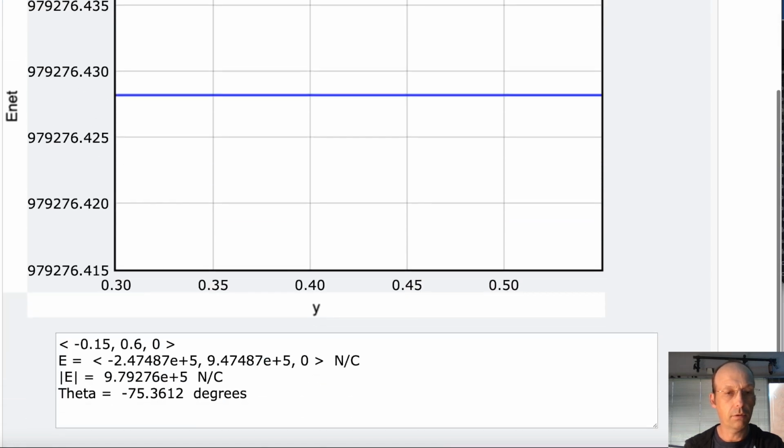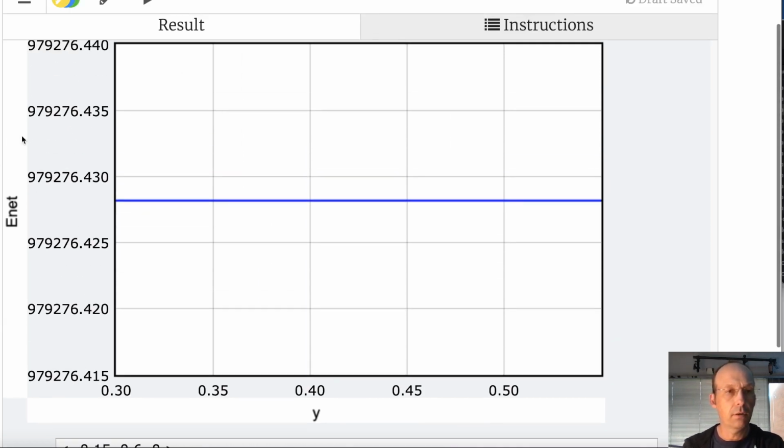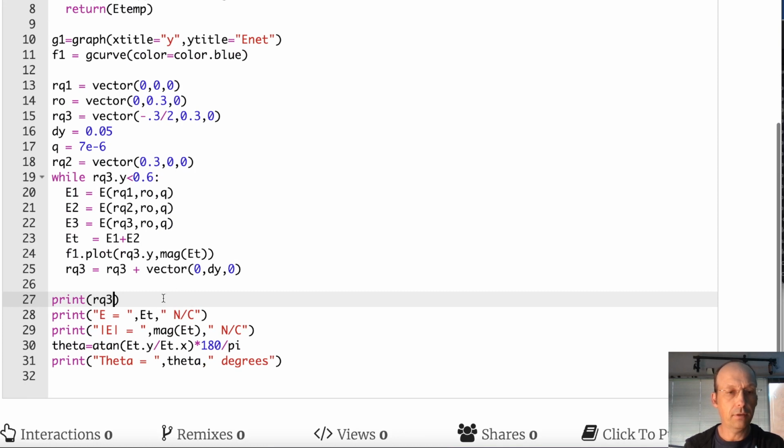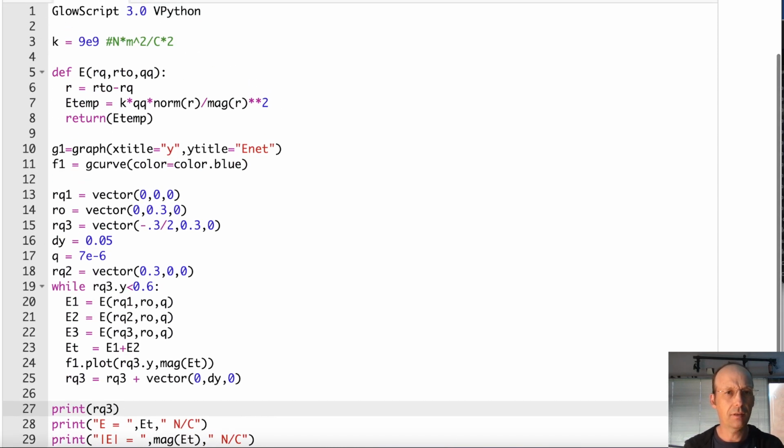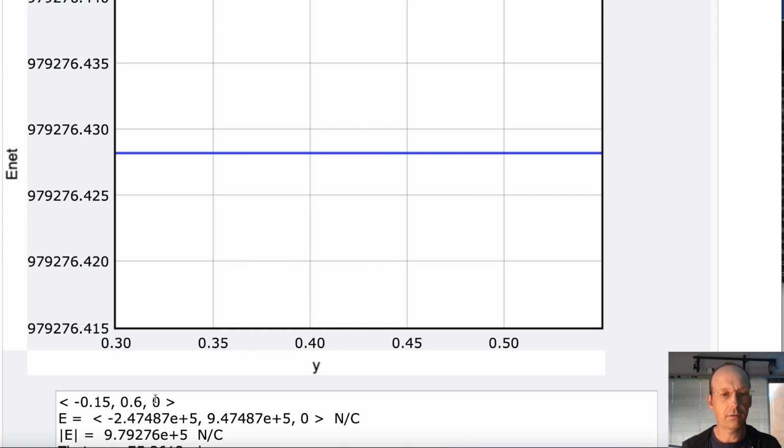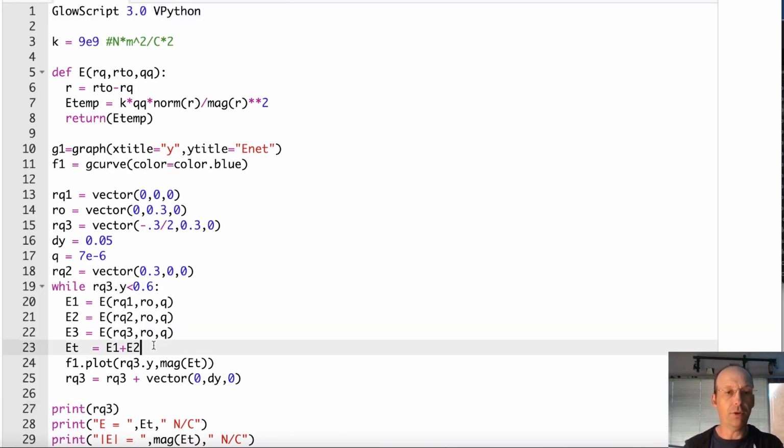That's weird. So here's the value from 0.3. It did change it because it's over here. Print RQ3. It didn't print it. Did it print it? Oh, it did. It's right there. Okay. That worked. It didn't change, though. Why didn't the total electric field change as I moved up? Oh, that's why. Ha ha. Plus E3. I didn't add it in there.